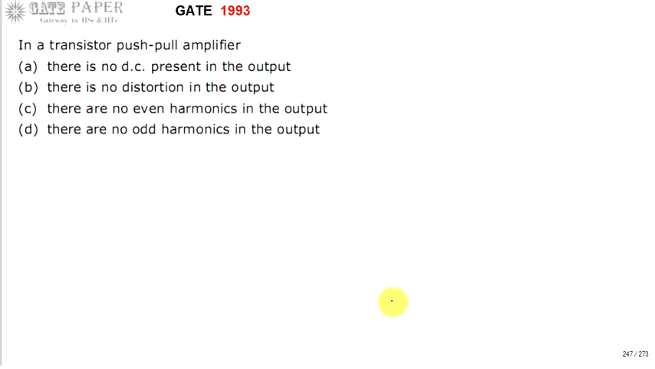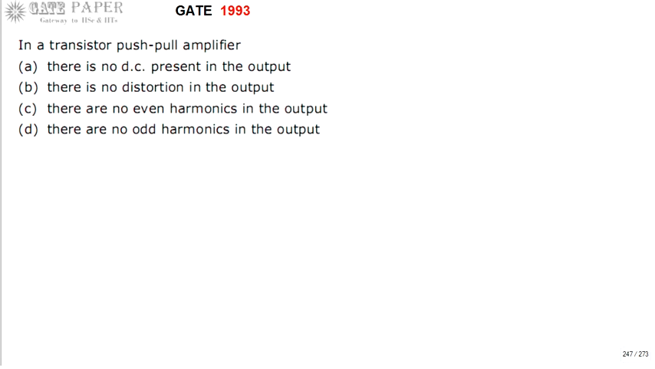Hello, we are discussing the GATE 1993 ECE paper, and this question is related to analog circuits. In a transistor push-pull amplifier, A. There is no DC component present in the output. B. There is no distortion in the output. C. There are no even harmonics in the output. D. There are no odd harmonics in the output.